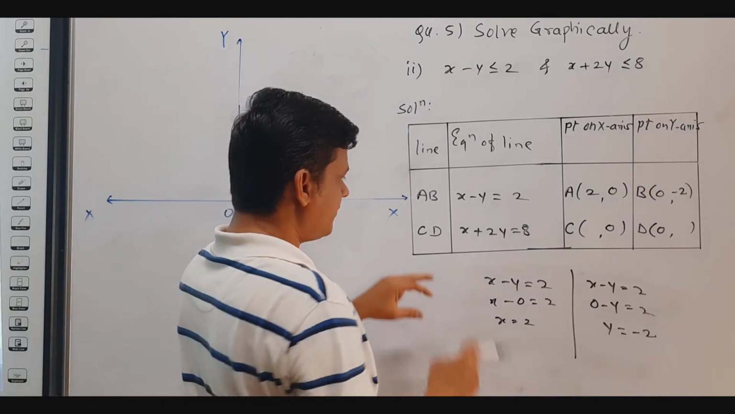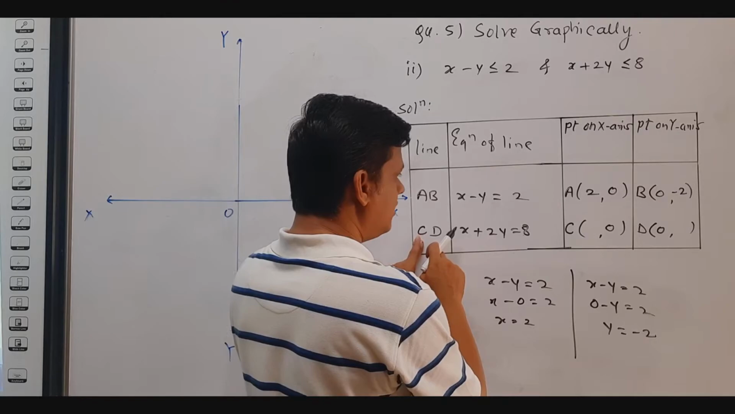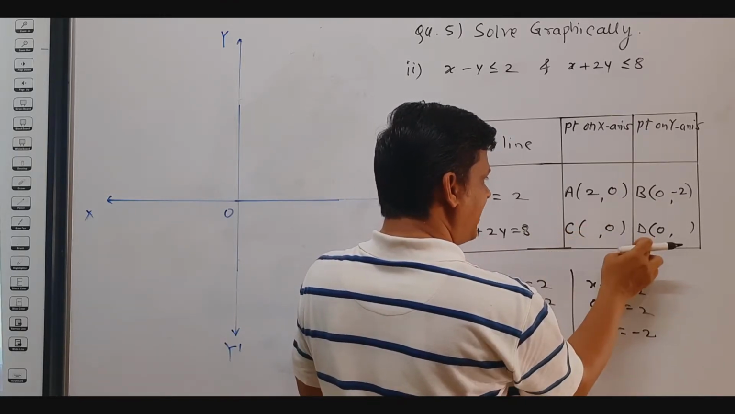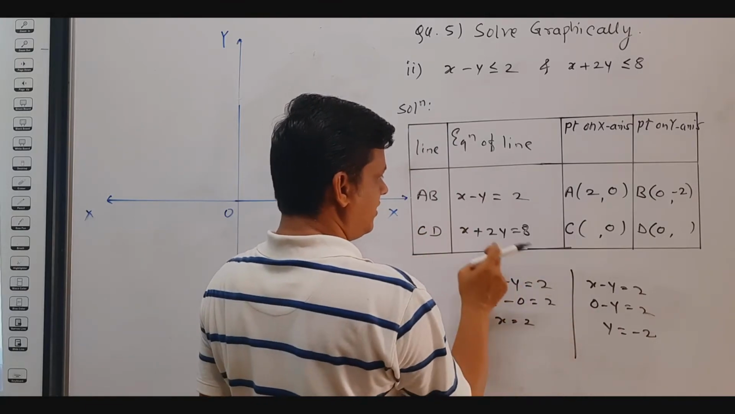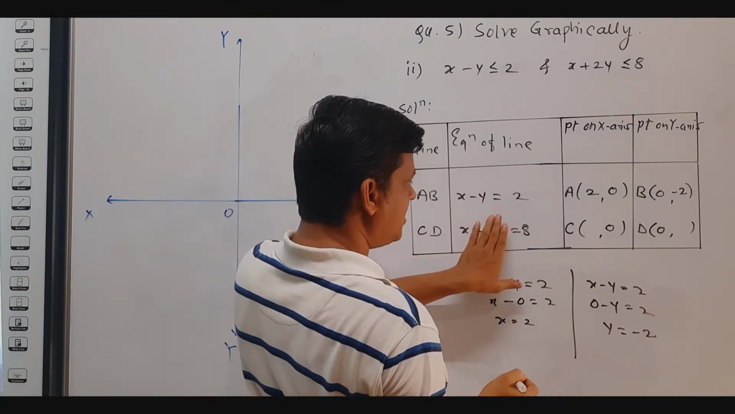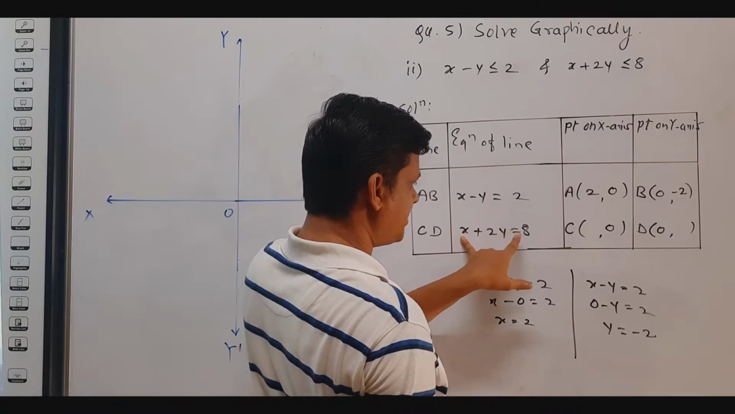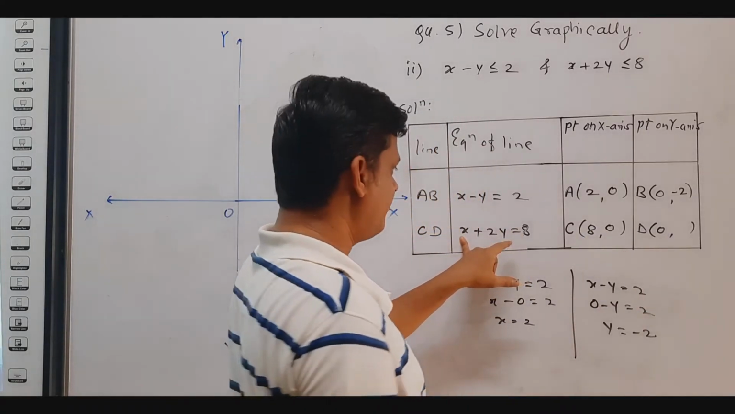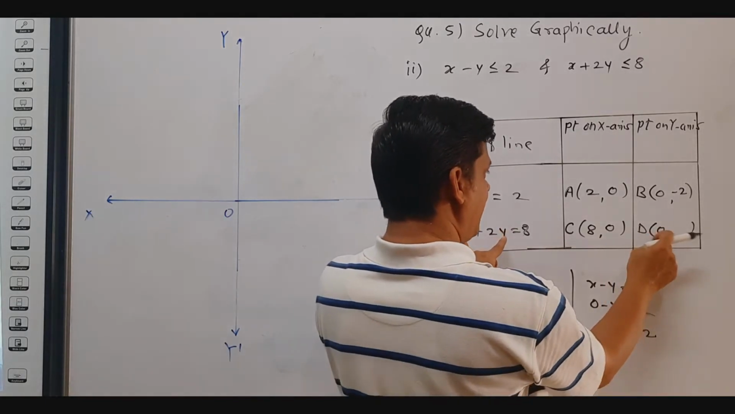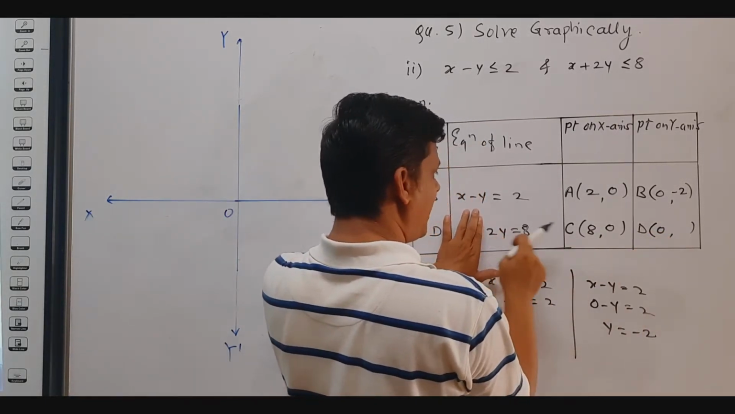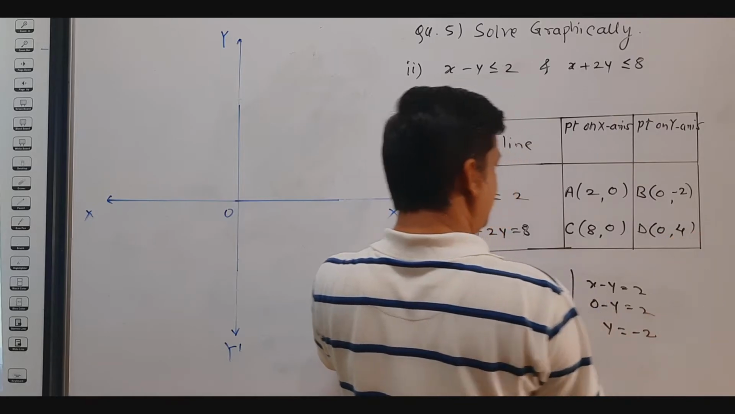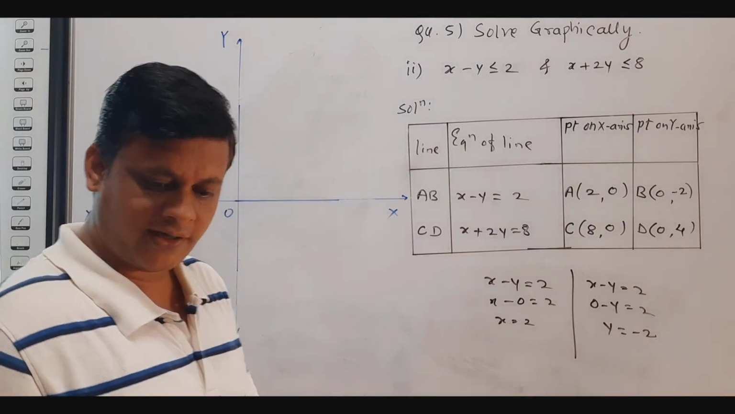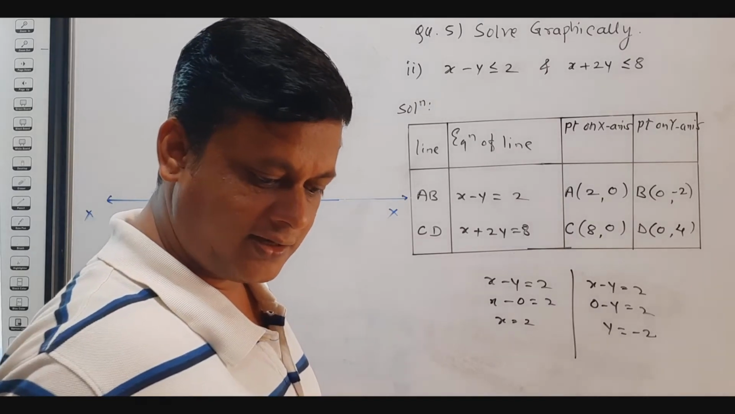Now we have to write the coordinates for the points C and D. So we write directly: if we replace the value of y as 0, we get x equals 8. So the coordinate of point C is (8, 0). Now when we replace the value of x as 0, we get 2y equals 8. That means y equals 4. So in this way we get 2 points on line AB and on line CD.